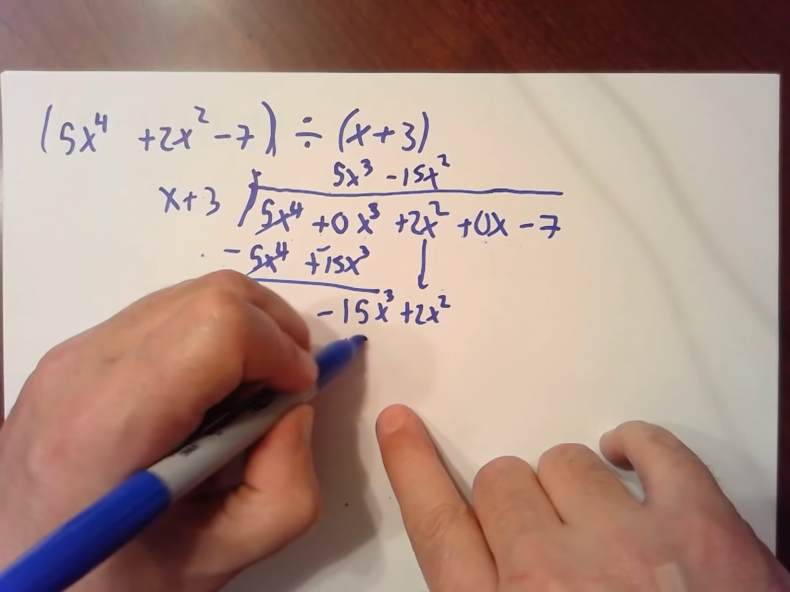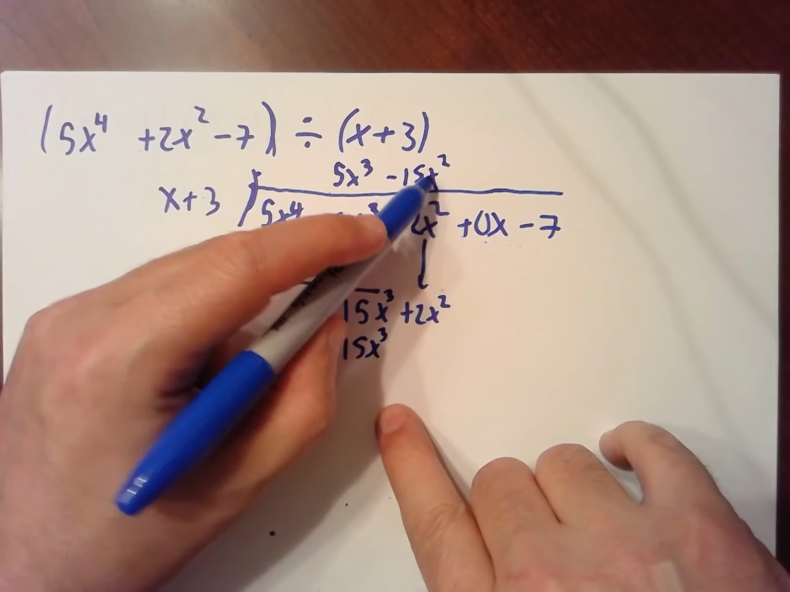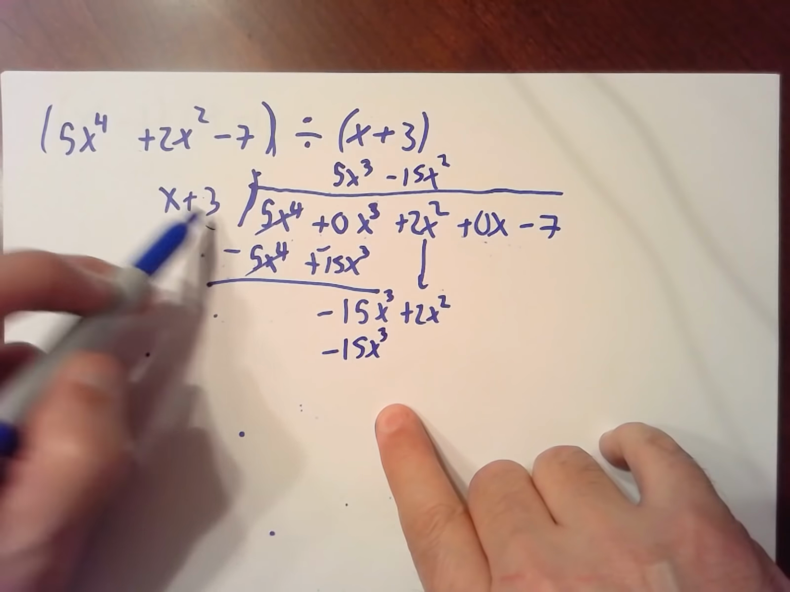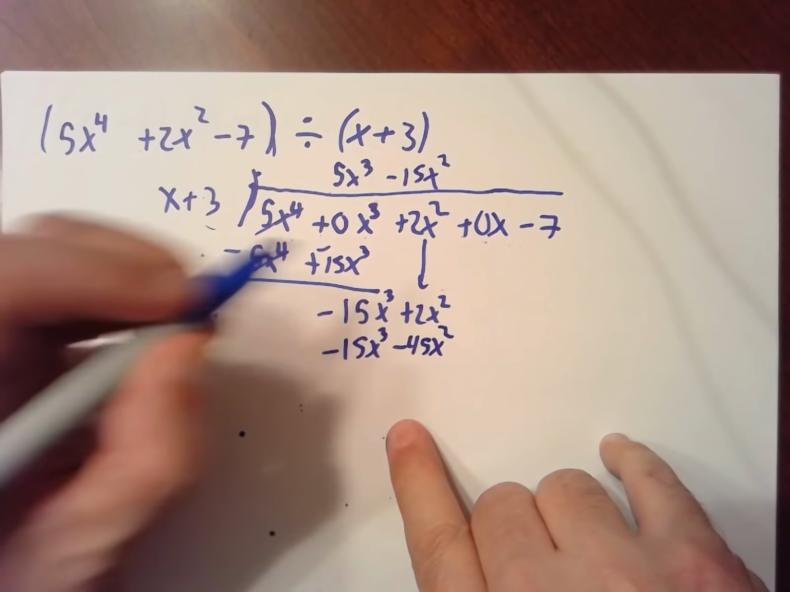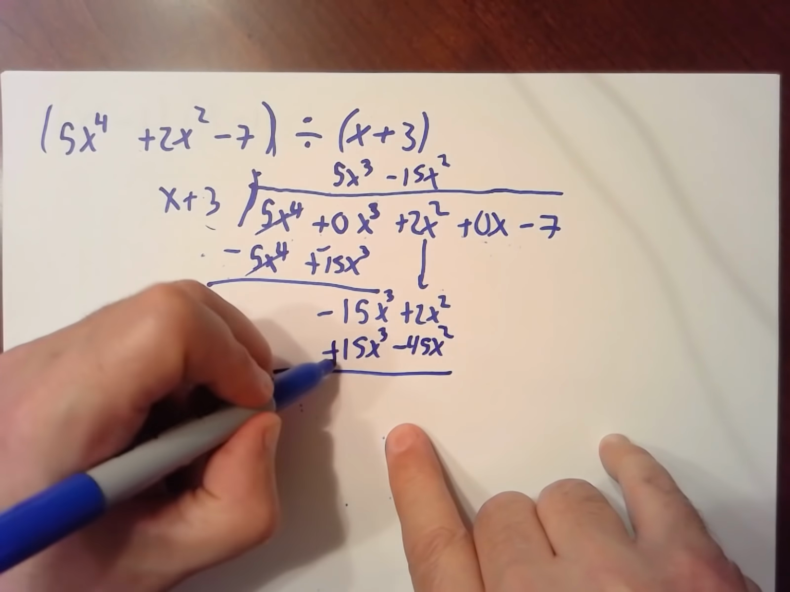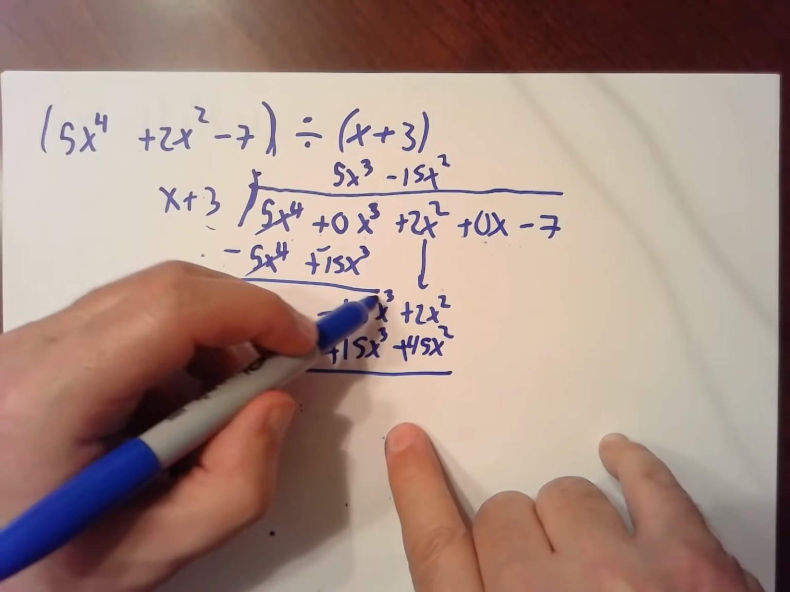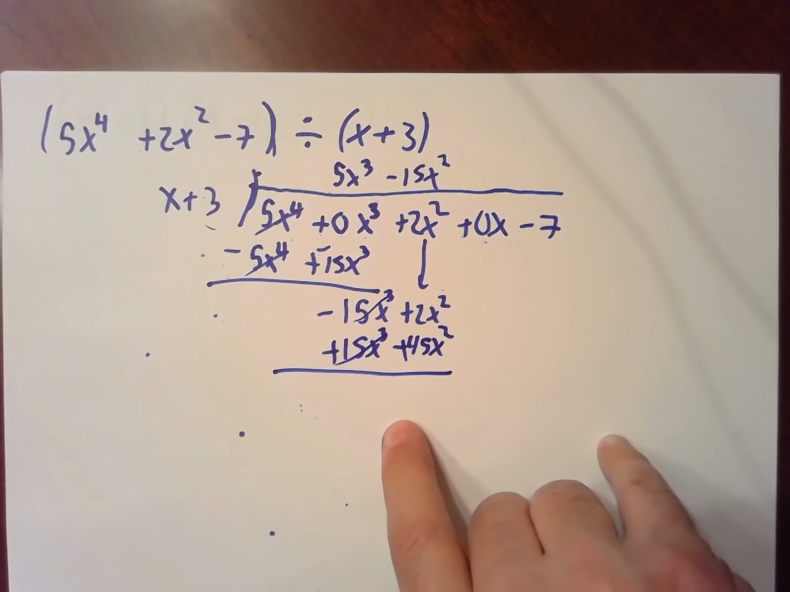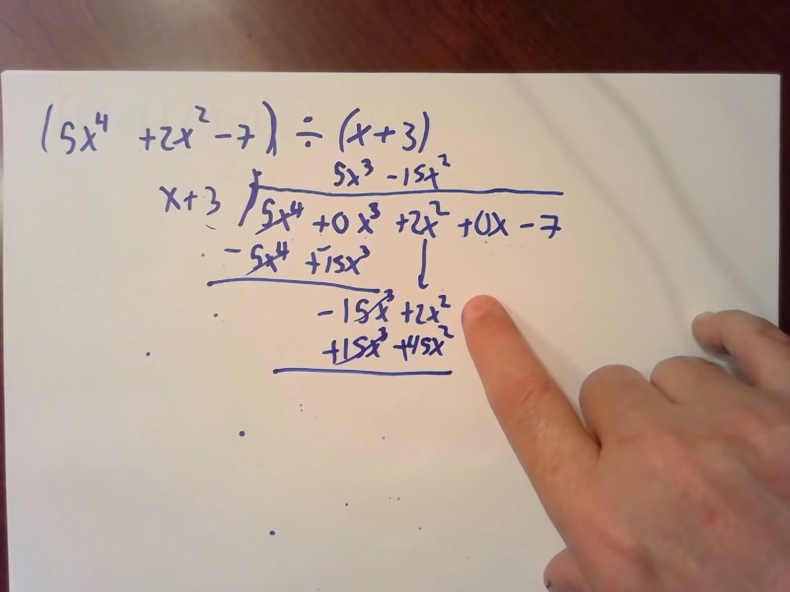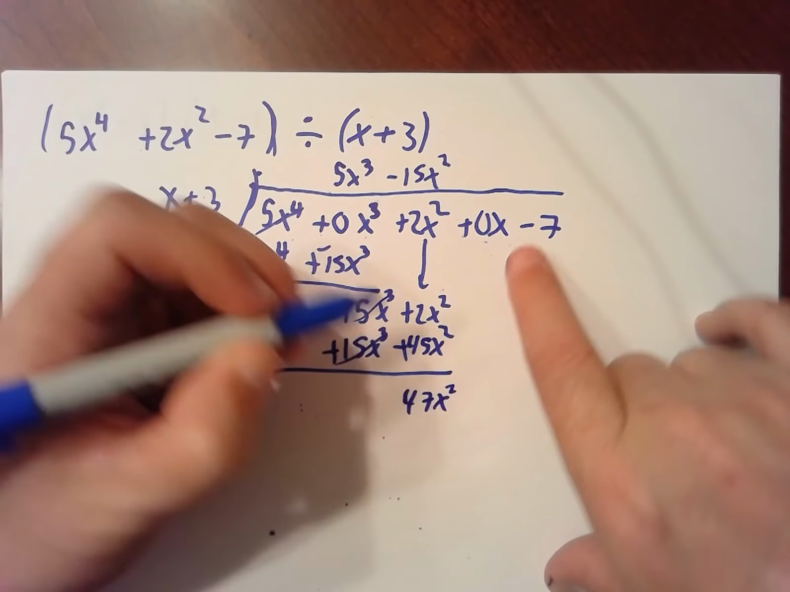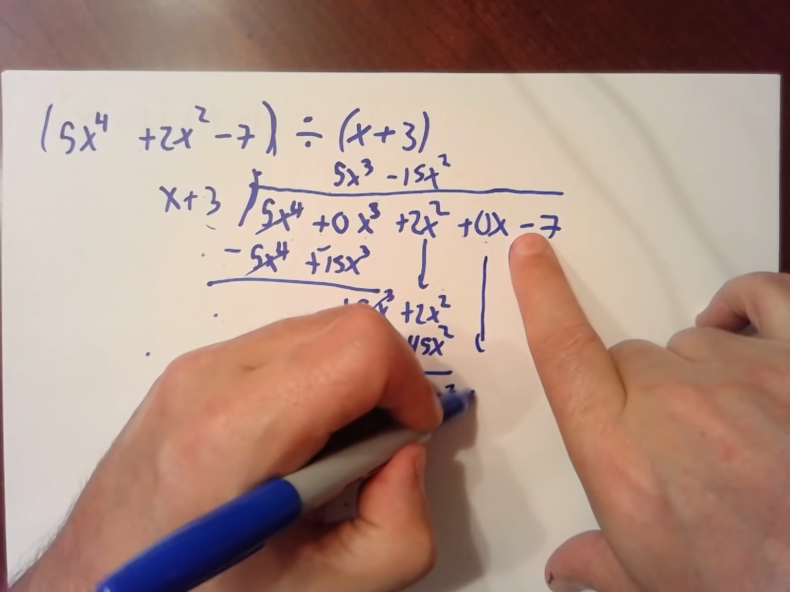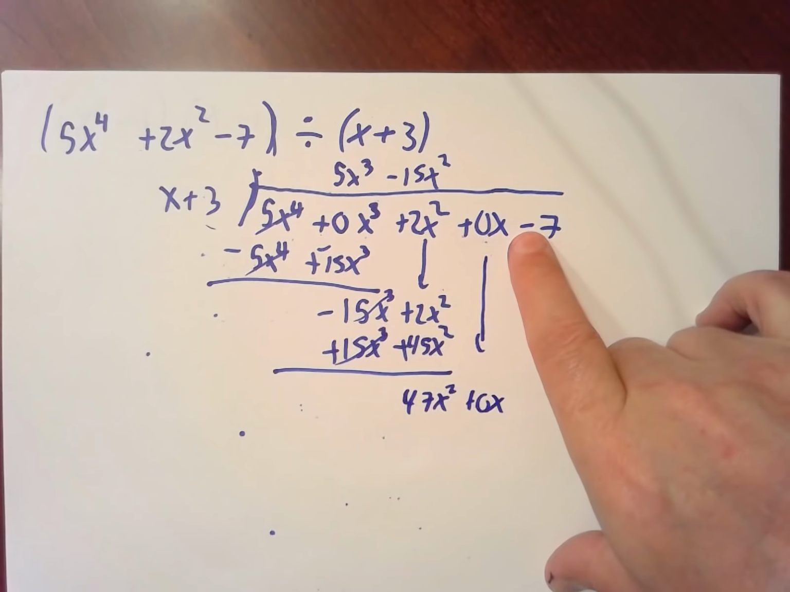Distribute. Negative 15x squared times positive 3 would be negative 45x squared. Draw the line, change the signs. These first two cancel out. They better. 2x squared plus 45x squared is 47x squared. Bring down the next guy. Even though it's a 0, still bring it down.